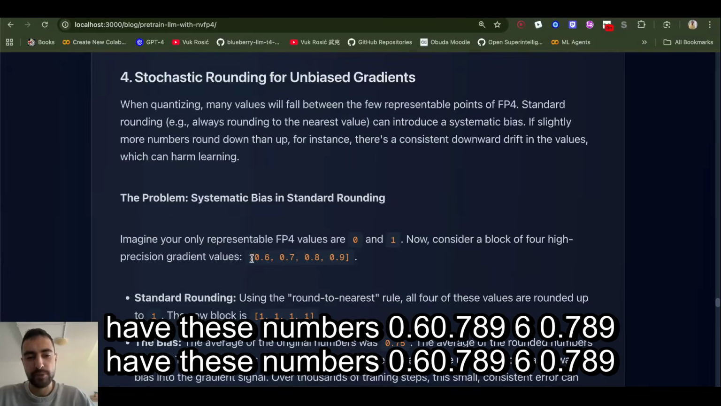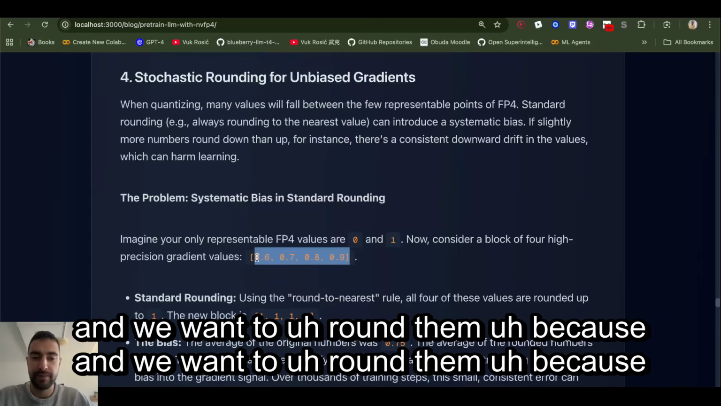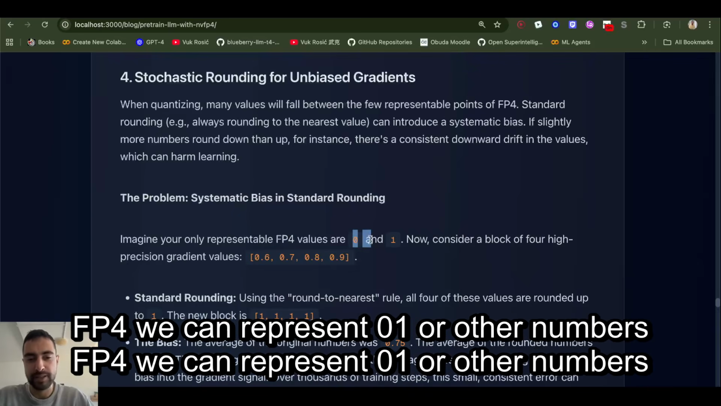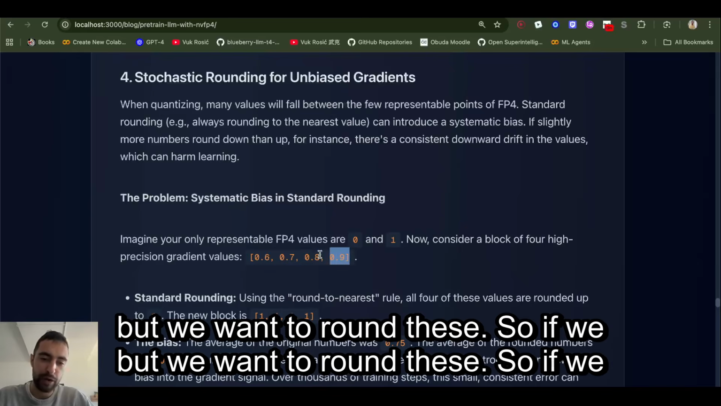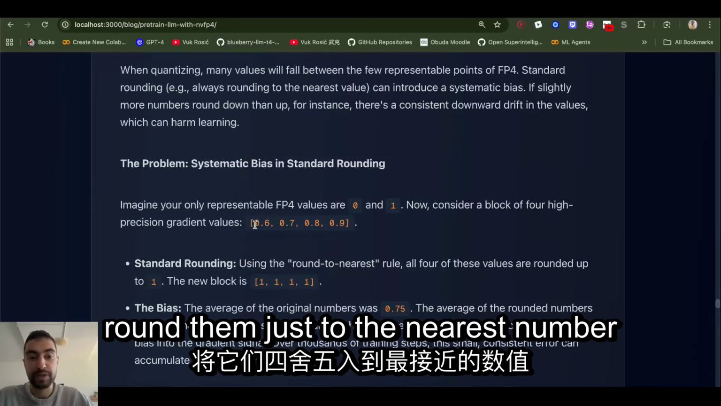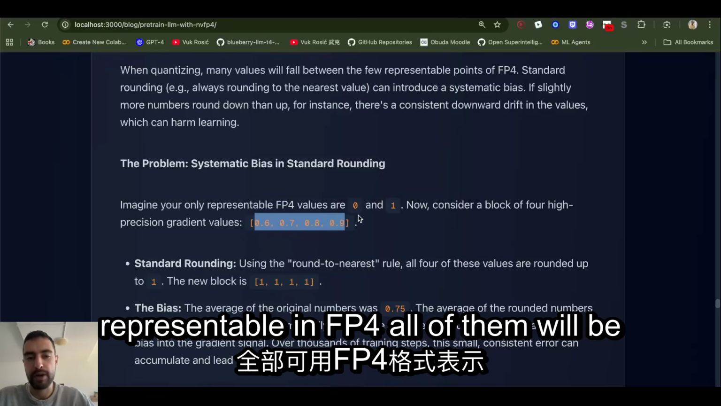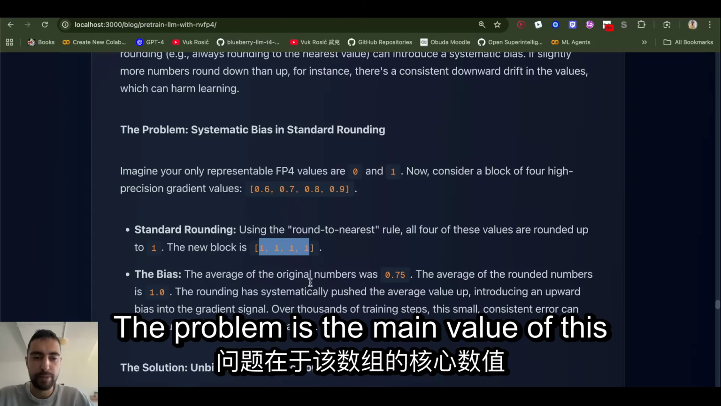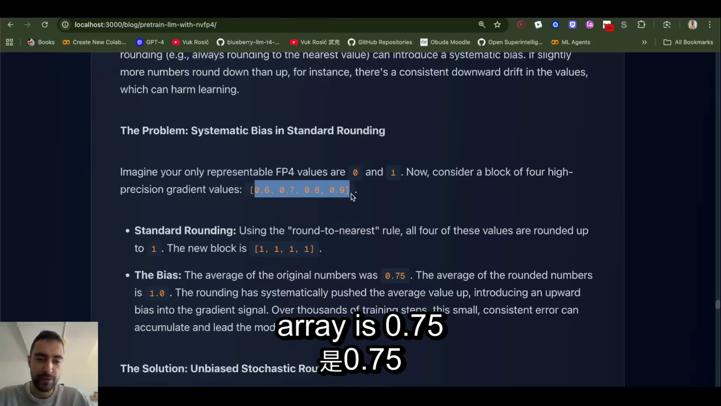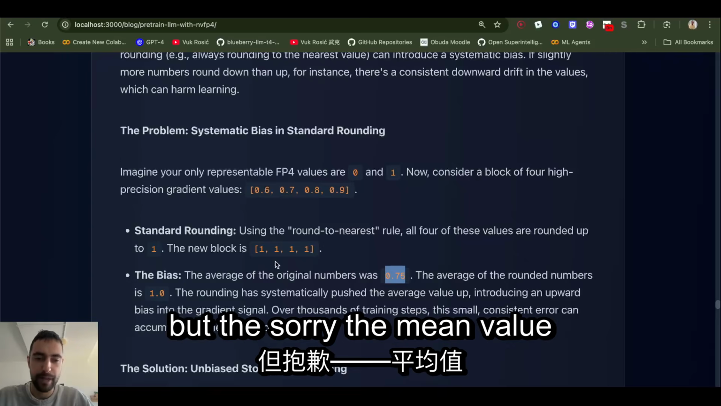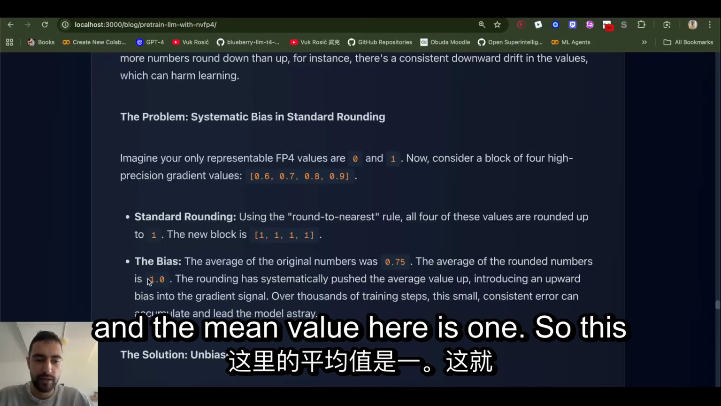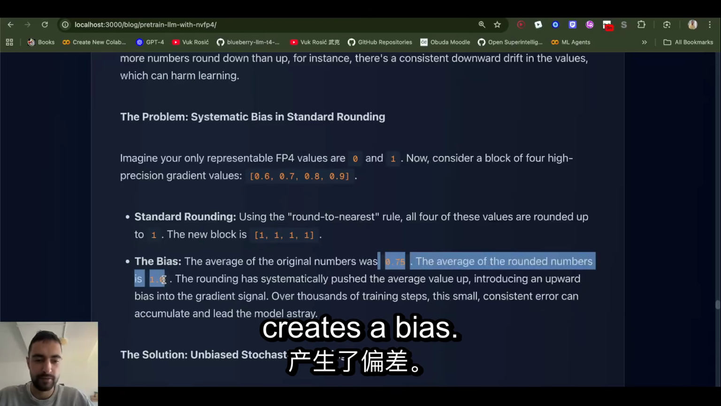Let's say we have these numbers 0.6, 0.789, and we want to round them because we cannot represent these in FP4. So in FP4 we can represent 0, 1 or other numbers, but we want to round these. If we round them just to the nearest number representable in FP4, all of them will be 1. The problem is the mean value of this array is 0.75, but the mean value after rounding here is 1. So this creates a bias.